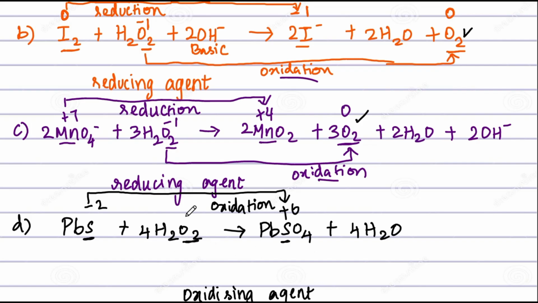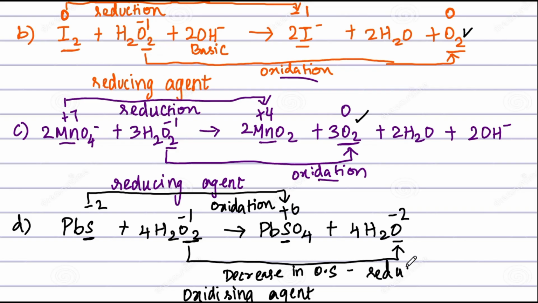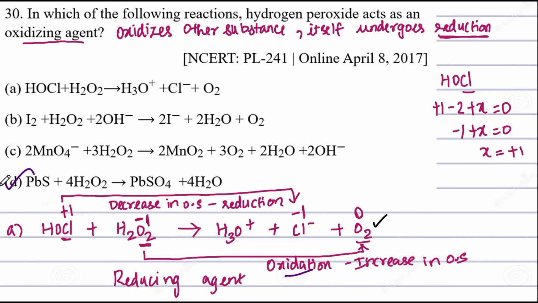Now let us see the oxidation state of oxygen. In hydrogen peroxide it is -1 and in the water molecule it is -2. So -1 to -2 is a decrease in oxidation state. So it is reduction. So the rule is followed only in this equation. So only in option D, the other substance is oxidized and hydrogen peroxide is reduced. So the correct option is option D.